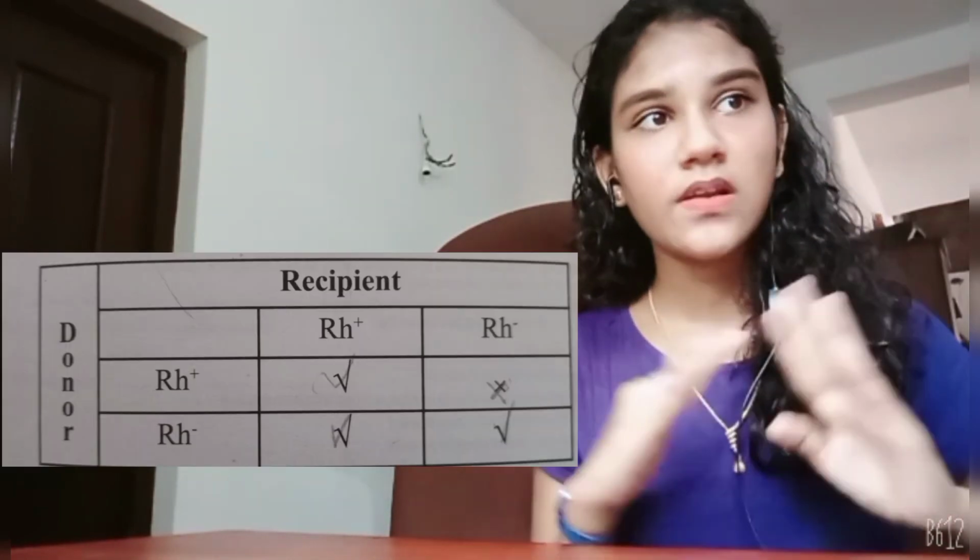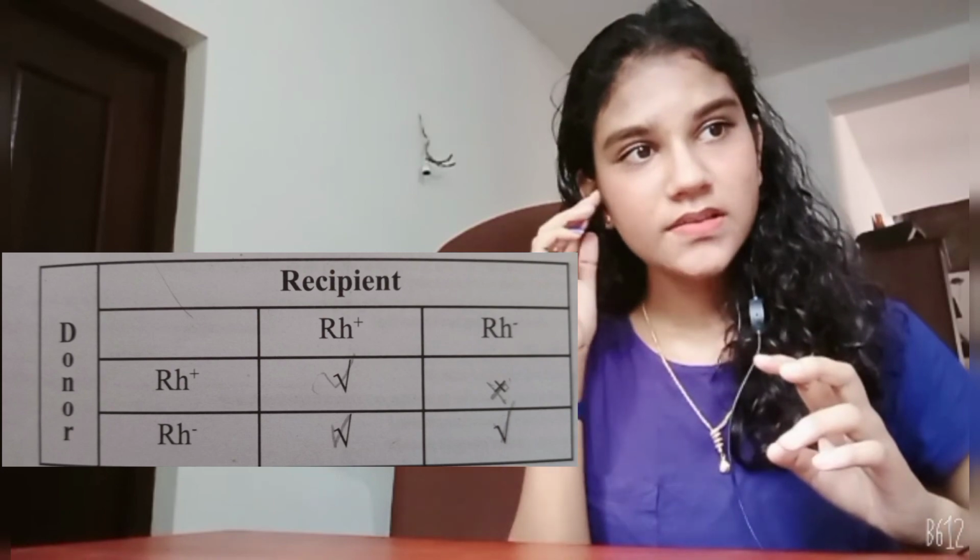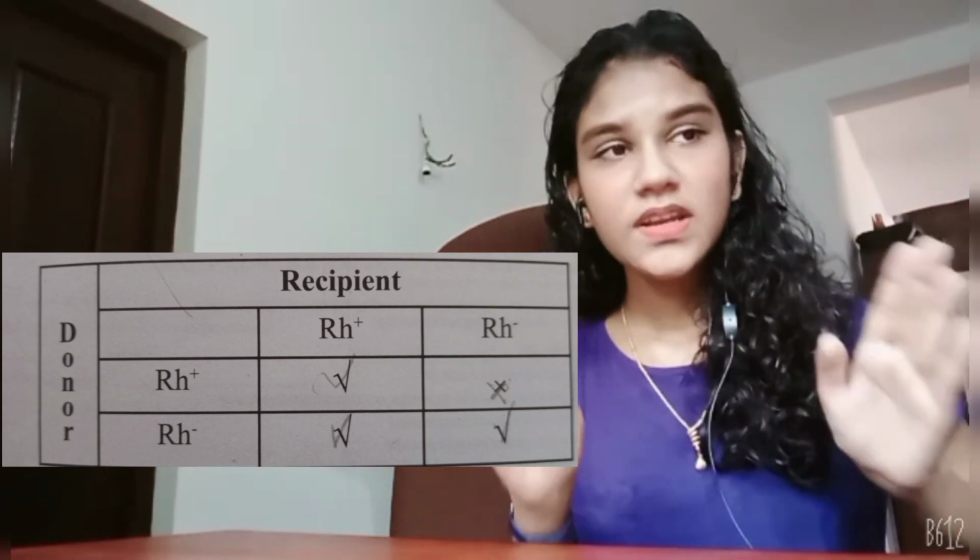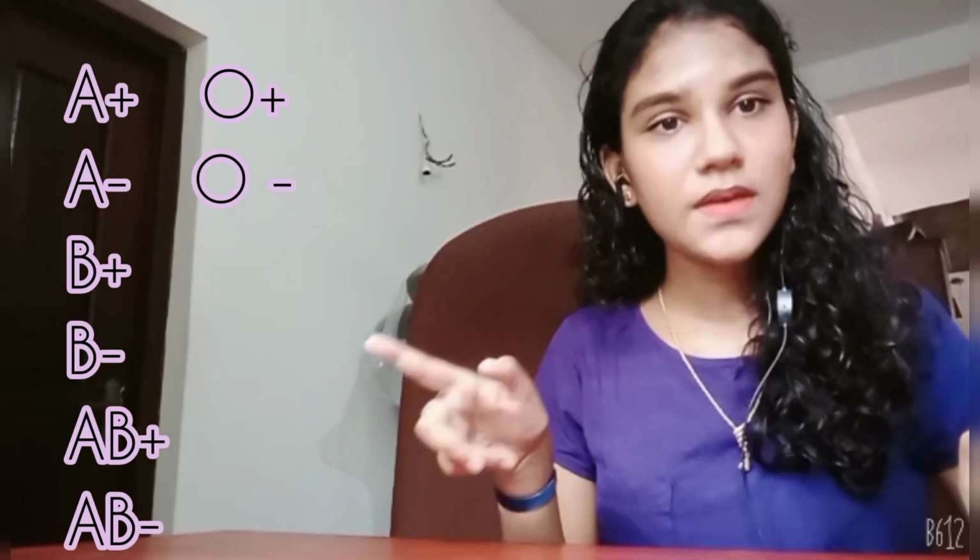You can see here the recipient who is Rh positive can receive both Rh negative and Rh positive blood. However, the Rh negative recipient can receive only Rh negative blood. I think you got that. So according to that rhesus factor, the four types of blood groups are converted into 8 types of blood groups: A positive, A negative, B positive, B negative, AB positive, AB negative, O positive, O negative.